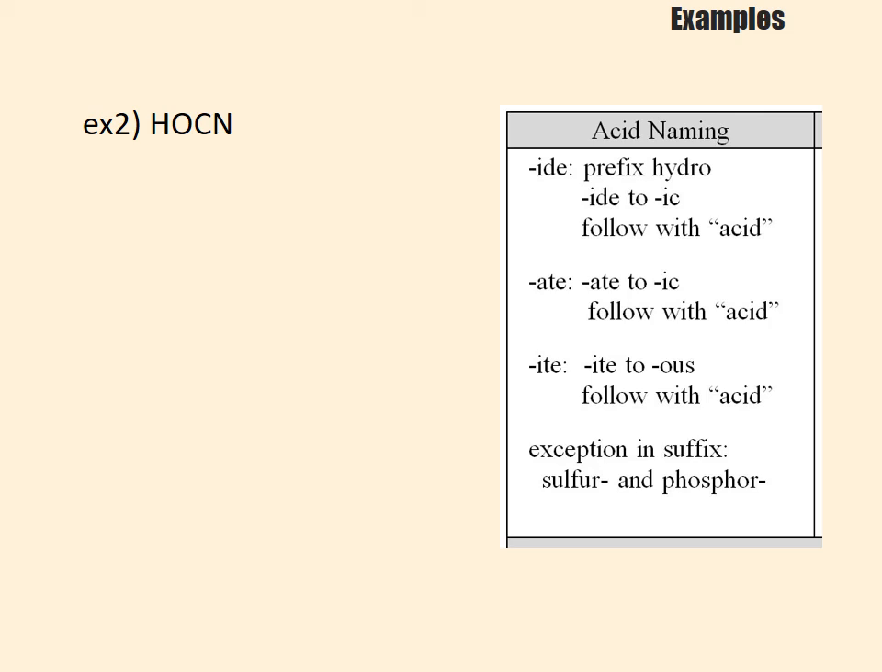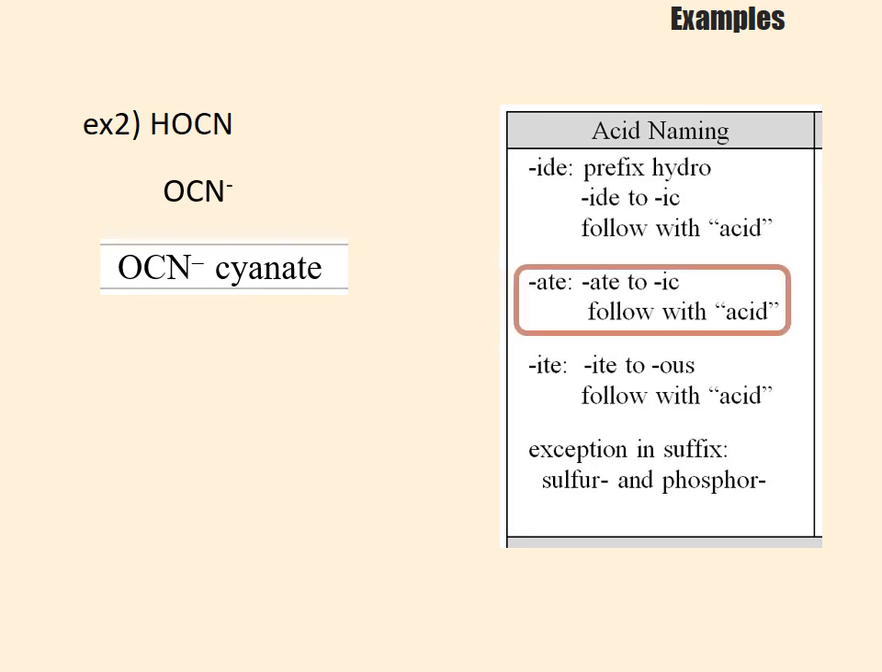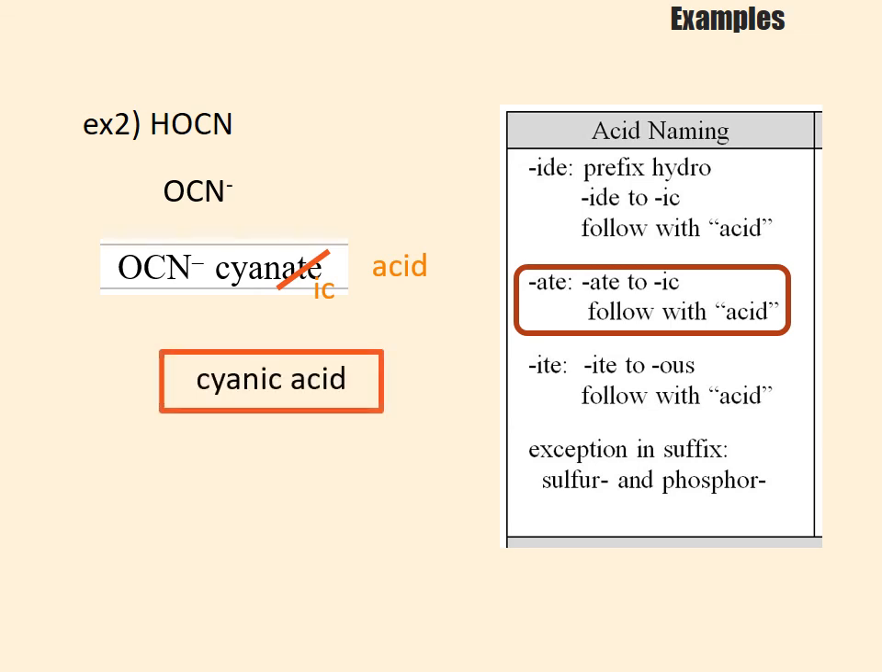Example 2, HOCN. I have H on the front, just one, so that means the OCN must have a 1- charge. So I go to my negative ions list and I look up OCN-, and I find cyanate. Since it ends in ate, I change ate to ic and follow with the word acid. So HOCN is called cyanic acid.